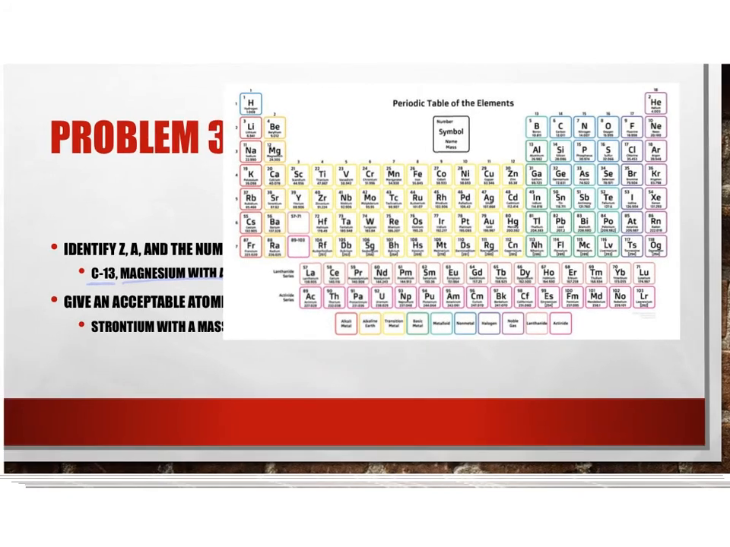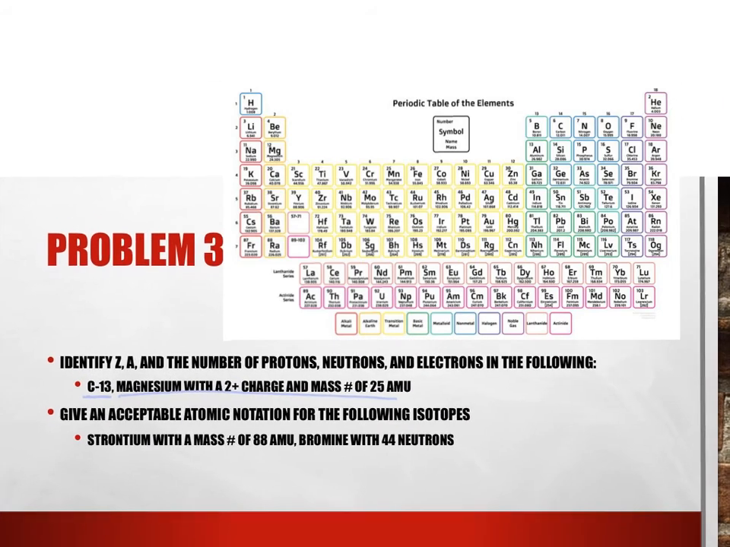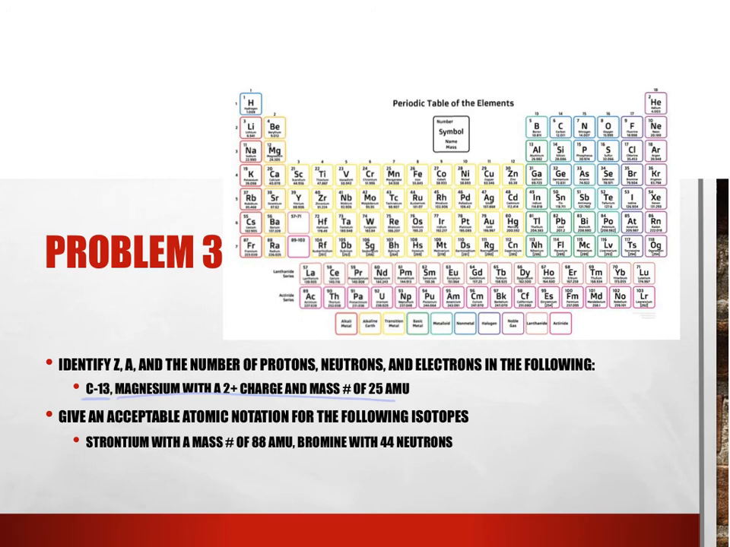And it says identify the Z. So remember that Z, I'll just scroll this down a little bit, stands for the atomic number, which is the same thing as the number of protons. That can be found right here. So that's that whole number here. So the first answer, for C13, Z is 6. That's the number of protons. That's what Z stands for.